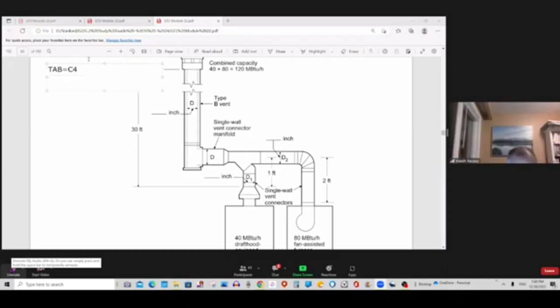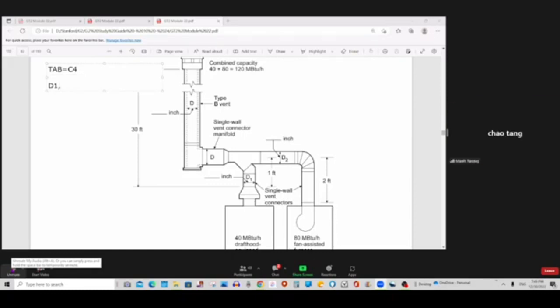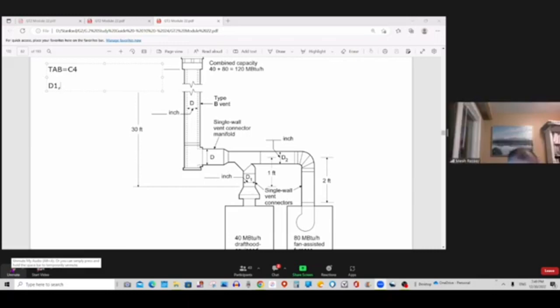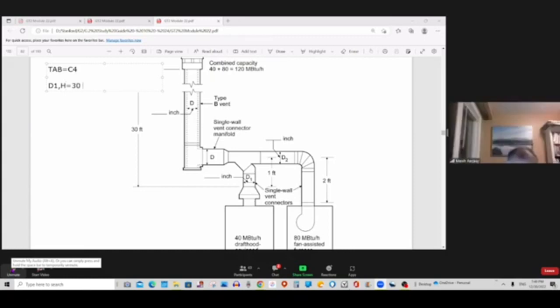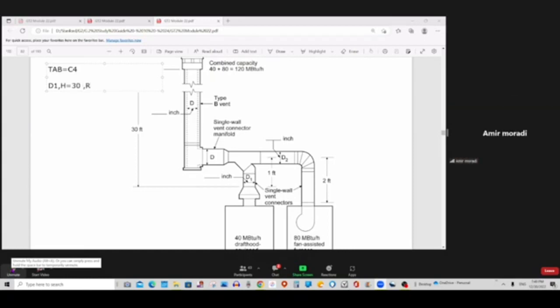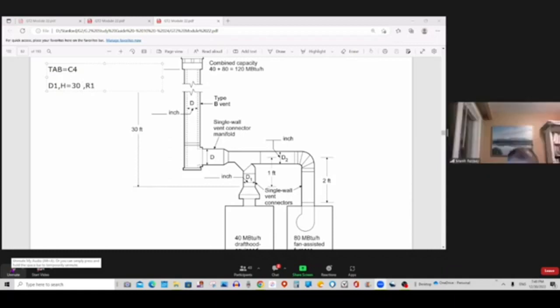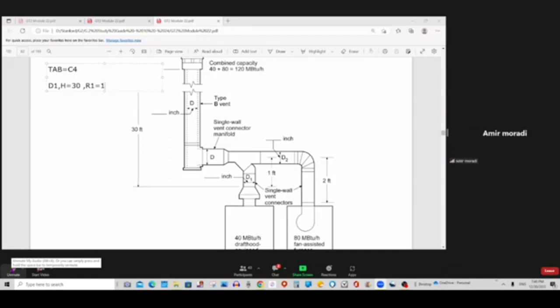On table C4, D1, sir. What's the height? H equal 30 feet. H equal 30, yeah. And what's the riser? R1 is 1 foot. R1 is equal 1 on the table. And what type is it? Natural draft, right? Natural draft, yes.